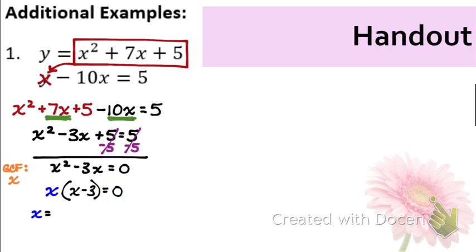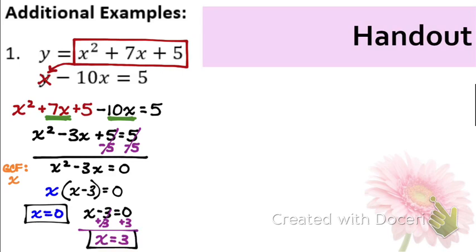So I have x equals 0. That's one of my x's right there. I have x minus 3 equals 0. What do I do to find the other x? Add 3 to both sides. So x could also be 3. How many x's do we have? 2. So how many solutions are we going to have? 2.